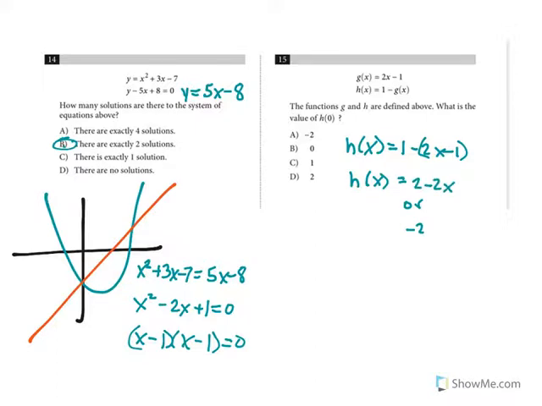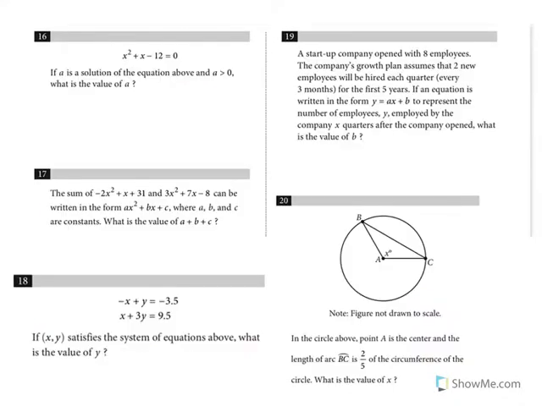2 minus 2x, or negative 2x plus 2, either way. So now h of 0 is just going to be 2. All right, so we have negative 2 times 0 plus 2 equals 2. And that is the end of our multiple choice. Now on to our free response.